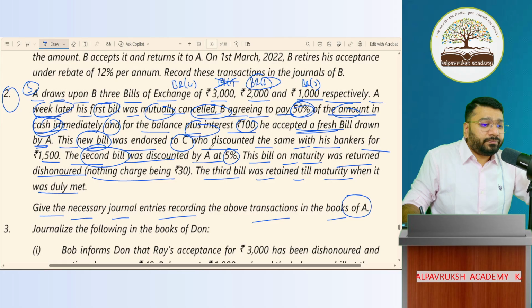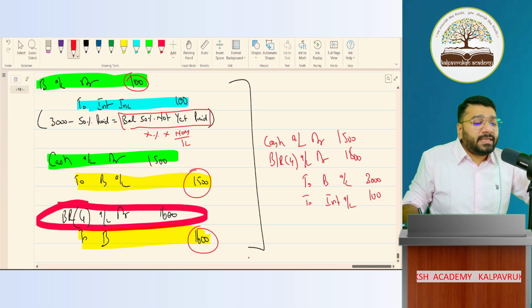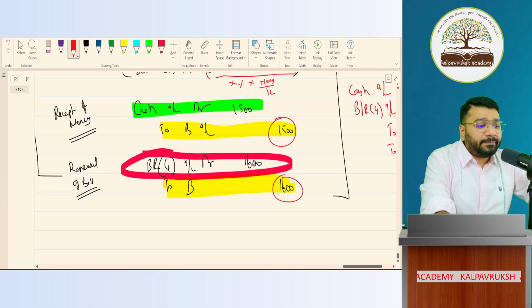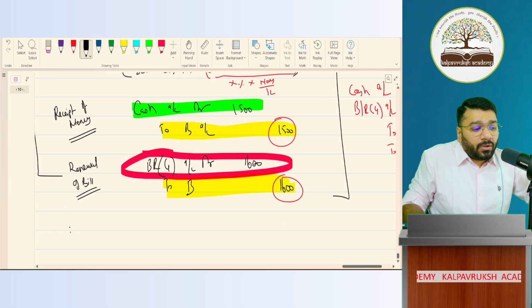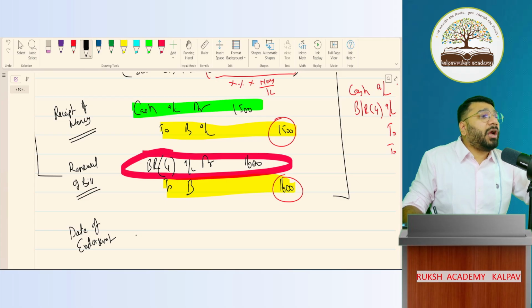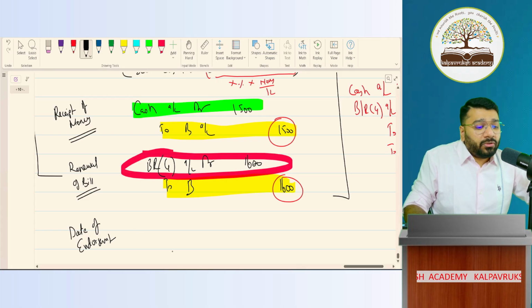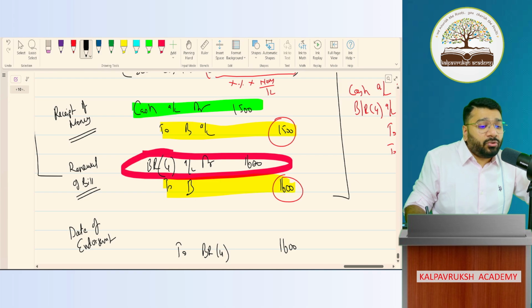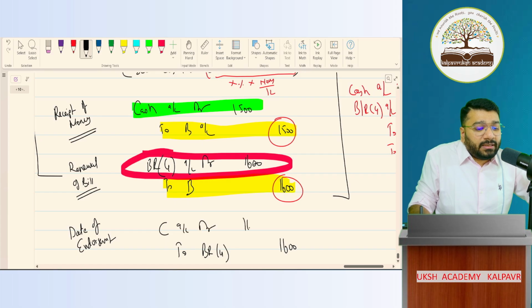Can I continue? This new bill is endorsed to C. What is the endorsement entry? On the date of endorsement. So which bill is going out? BR4 is going out. So to BR4, how much? 1,600. With that, my creditor is cancelled. Who is the creditor here? C. So C account debit 1,600.